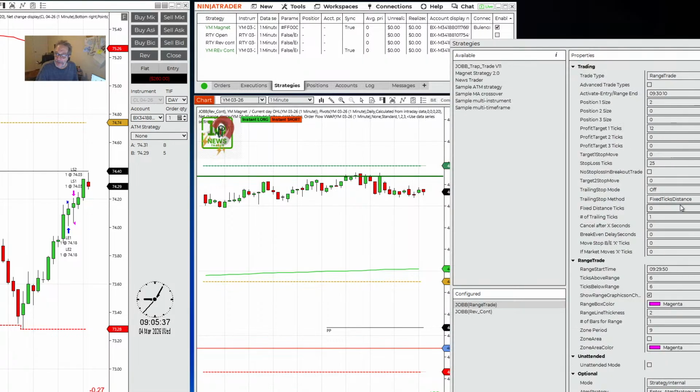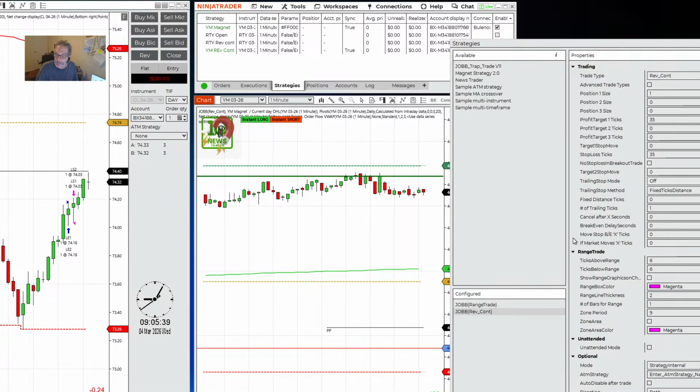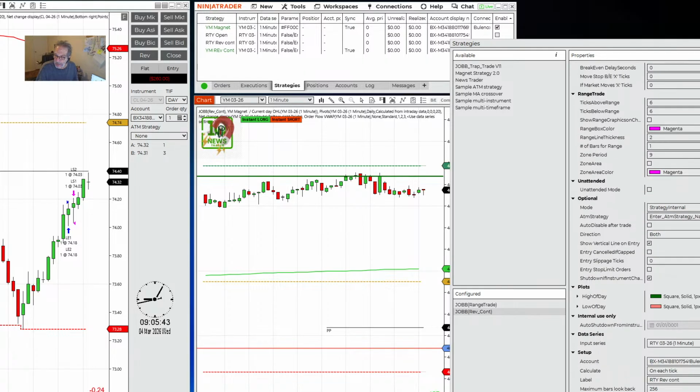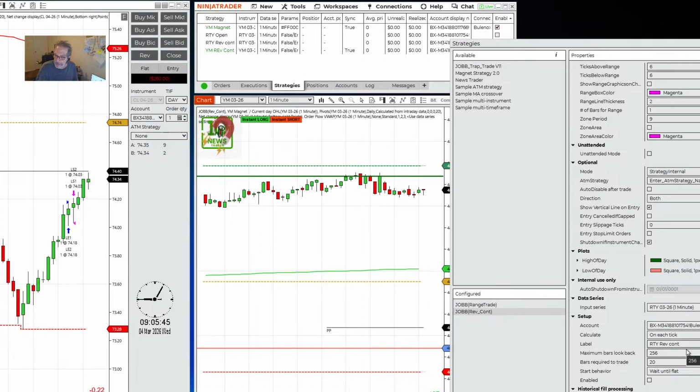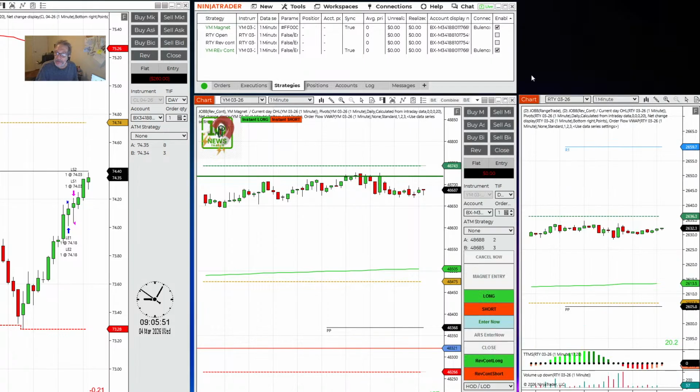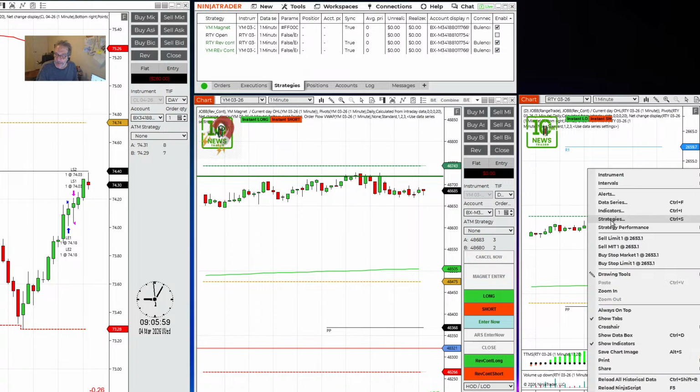RTY reverse continue. All right, one target, 35 tick target, 35 tick stop. Label the trade, RTY reverse continue, trading that in a funded account. All right. So that's RTY reverse continue. That's there. Then we have our RTY market open.